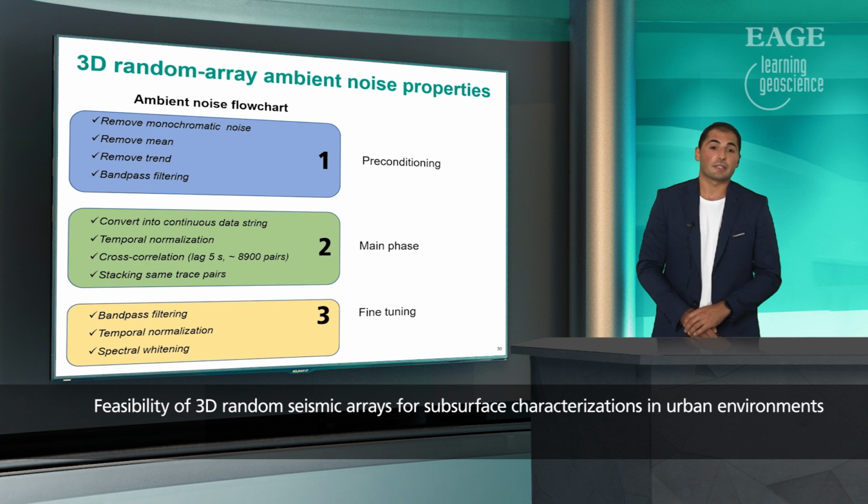Essentially, this is a more or less standard approach that is used for ambient noise analysis. In our case, we use 3 steps with data preconditioning, just cleaning it up as much as possible, with the main phase involving cross-correlation within 5 seconds lags. It was a lot of traces, approximately 8,900 trace pairs, and in the end we have some fine-tuning of the results.